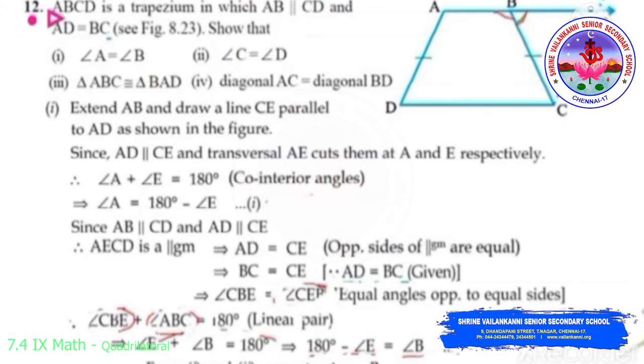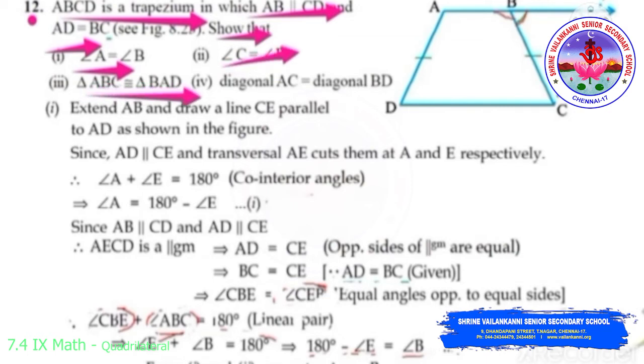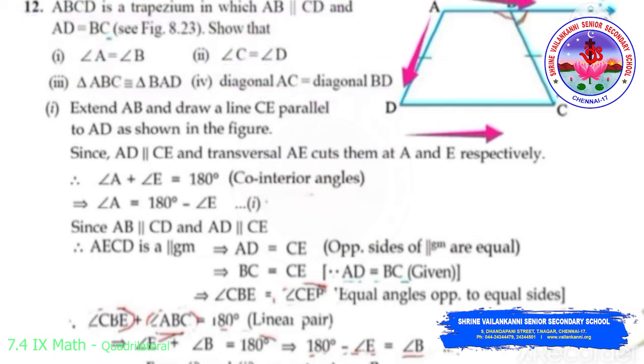12th problem, ABCD is a trapezium in which AB is parallel to CD and AD is equal to BC. Show that angle A is equal to angle B, angle C is equal to angle D, and triangle ABC is congruent to triangle BAD, and diagonal AC is equal to diagonal BD. In the figure of a trapezium ABCD, AB is parallel to CD and AD length is equivalent to BC length, to prove that angle A is equal to angle B for the first subdivision.